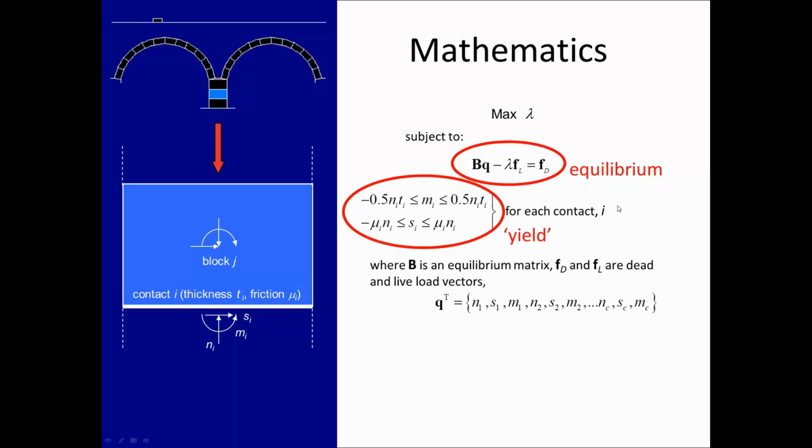But the key thing is here we have linear constraints, and what we're trying to do is find the maximum load factor satisfying these linear constraints. It boils down to a linear optimization problem which is easy to solve. And what it means is that we get the internal forces within the structure, so the thrust line, and also simultaneously we will get the collapse mechanism as well.